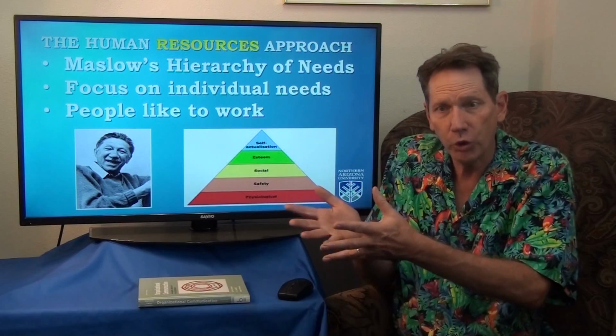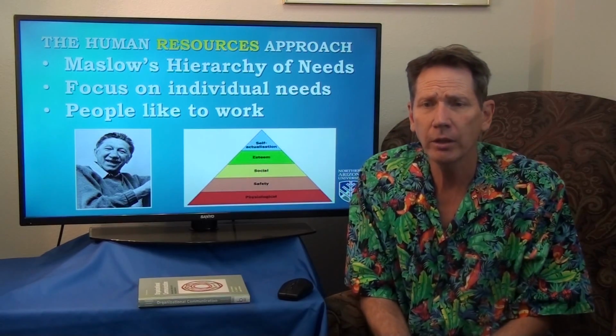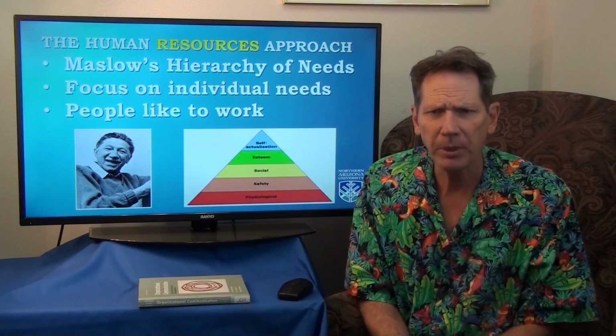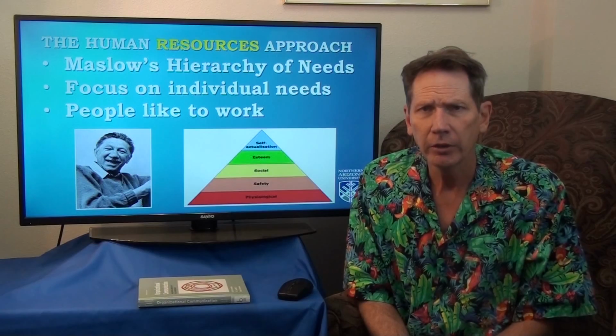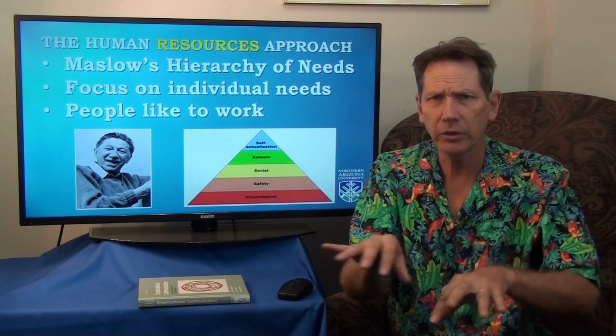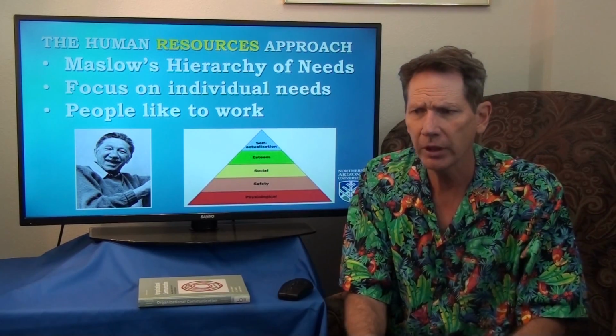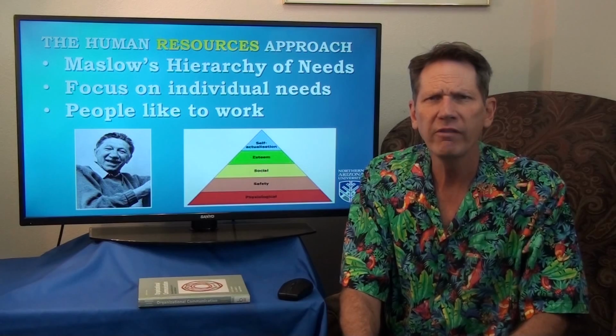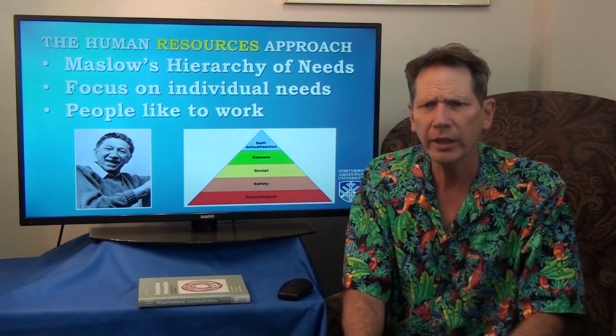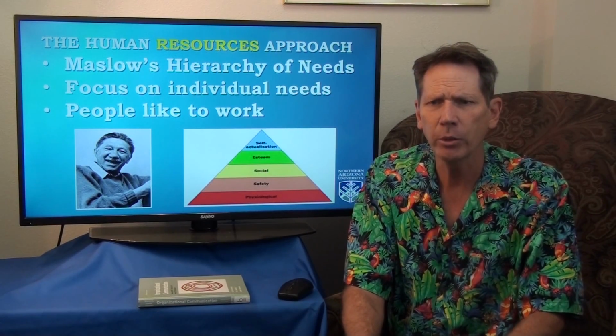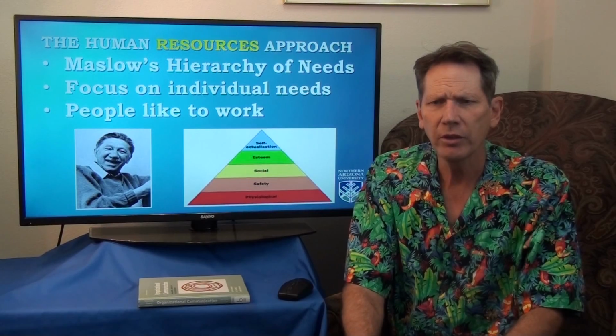And what this approach recognized is that humans are resources, they're assets. People are your assets. They're not just hands doing the work in your assembly line. There's something more valuable than that, and we need to recognize it as an asset and value it and do our best to develop it.